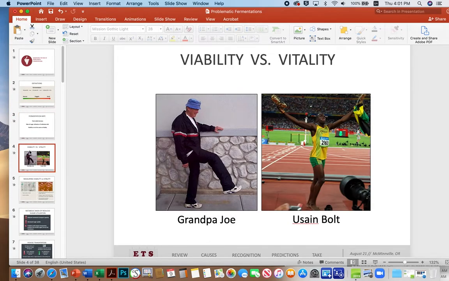And so this little slide just illustrates that dichotomy, viability versus vitality, where you have viability on the left, this Grandpa Joe character. These are not my slides, by the way. This is Rich DeCenzo, so I don't know who the hell Grandpa Joe is. Anyway, you have Grandpa Joe on the left, and then Usain Bolt on the right, showing you that they're both viable, but there is a huge difference in vitality.